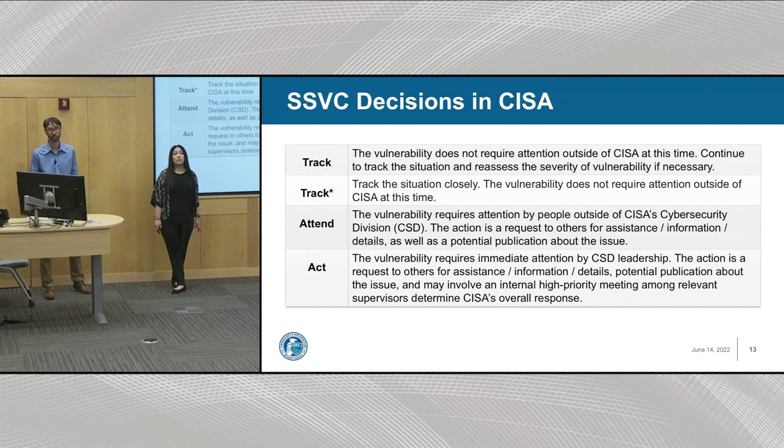Here on the screen, there are 4 overall decisions used in this tree. The first is track, which means the vulnerability does not require attention outside of CISA at this time. Continue to track the situation and reassess the severity of the vulnerability if necessary. The next decision is track asterisk. Track the situation closely. The vulnerability does not require attention outside of CISA at this time.